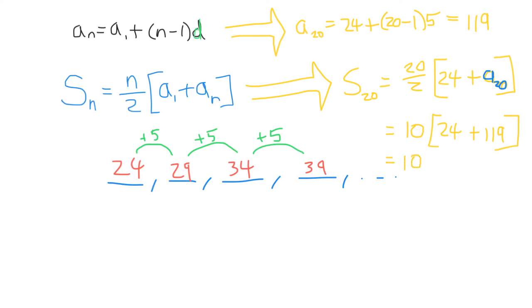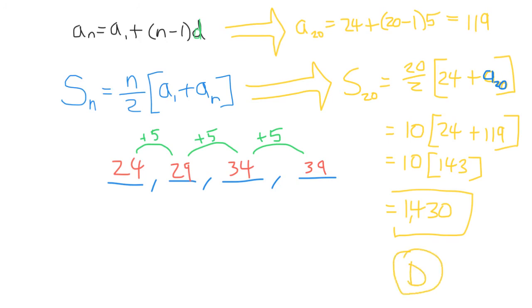So it's really going to be 10 times 143. And that, of course, turns out to be 143 with a 0 tacked onto the end of it, because that's what you do when you multiply things by 10. So this would be 1430. And that is the answer, which is answer choice D. So that's how you do that one.